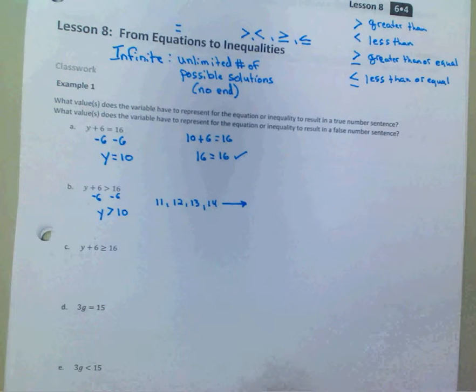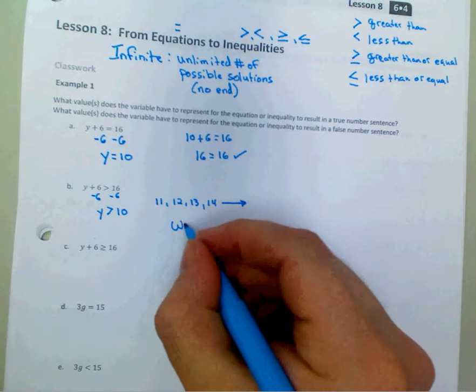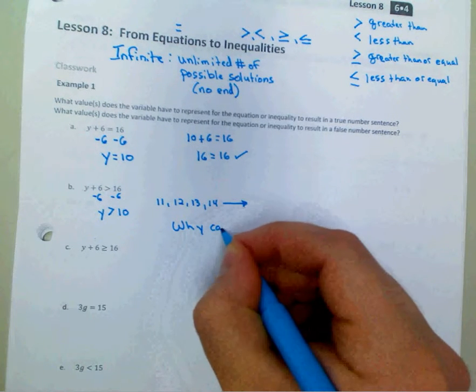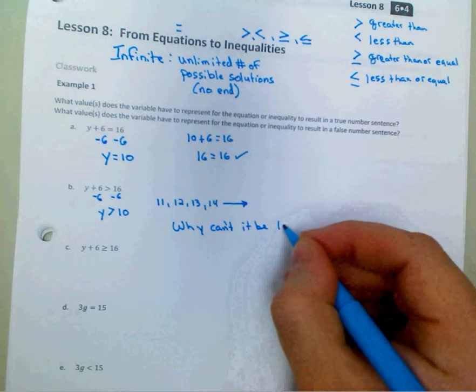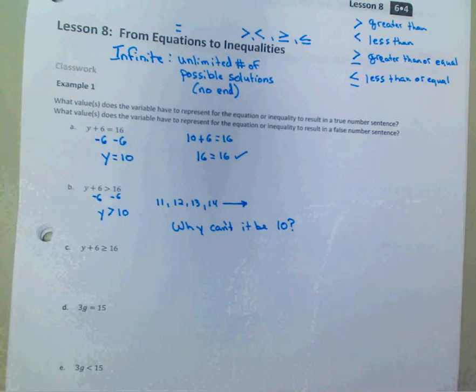But what I want you to do right here is, why can't it be 10? I want you to pause the video and think about it right now. Why can't it be 10? Why can y not equal 10? Pause now. All right, if you haven't paused, make sure you pause.